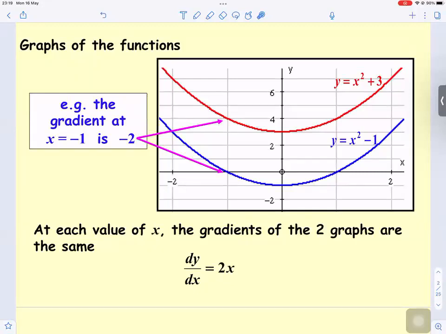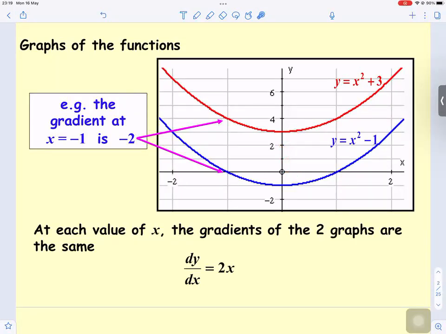So if you use your graphics calculator and you plot the graphs of y equals x squared plus 3 and y equals x squared minus 1, the blue graph, x squared minus 1, passes there at minus 1, and y equals x squared plus 3 passes at that point 3 there. So it's just a translation where you can move this 1, 2, 3, 4 up.